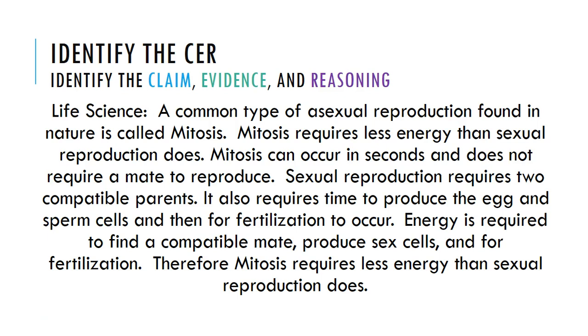It says a common type of asexual reproduction found in nature is called mitosis. Mitosis requires less energy than sexual reproduction does. Mitosis can occur in seconds and does not require a mate to reproduce. Sexual reproduction requires two compatible parents.